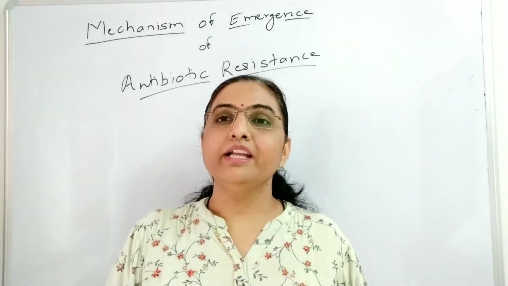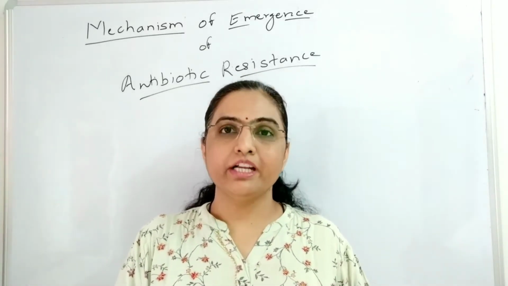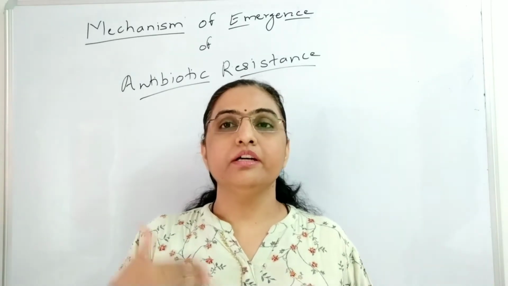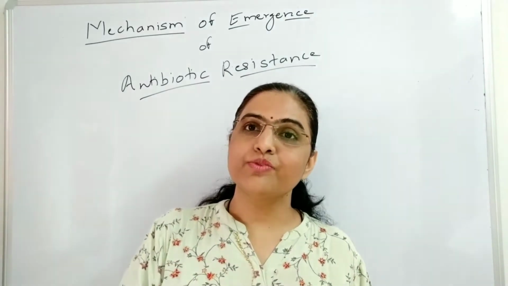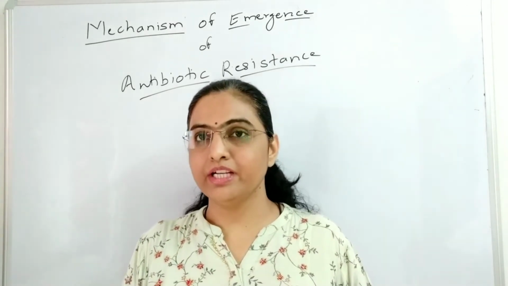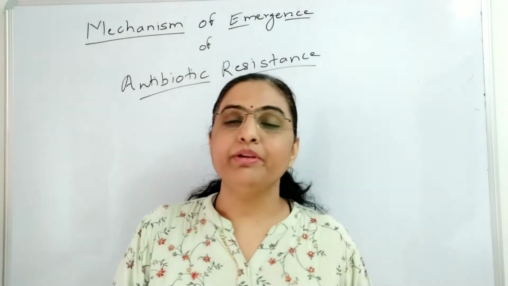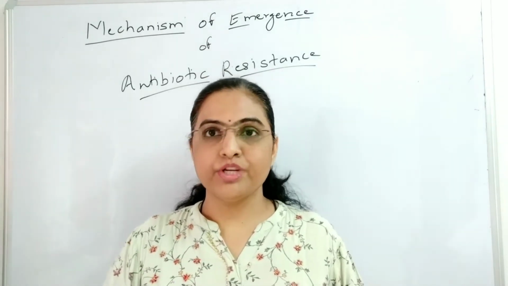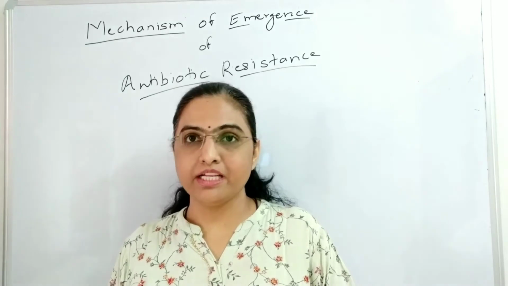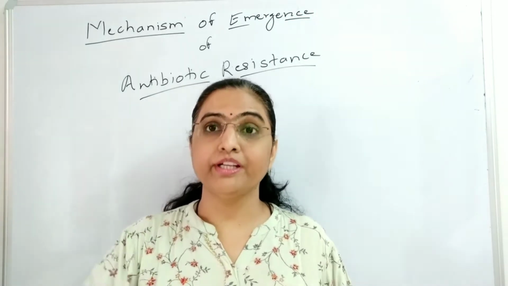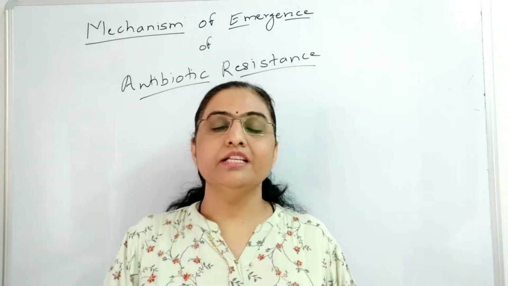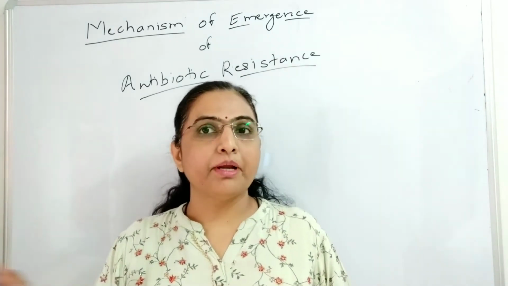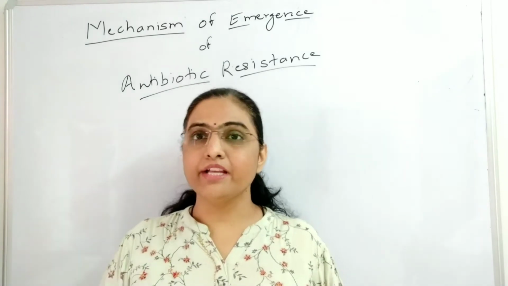Welcome. We are dealing with the mechanism of emergence of antibiotic resistance in bacteria, and in that we have learned there are two types of mechanisms. The first one is the genetic basis, and the second one is the mechanistic basis. In the previous videos we have learned about the genetic basis, and today's video is related to the mechanistic basis. The first point that we are going to discuss is limiting uptake of the drug, or decreasing the permeability of the drug or the antibiotic.